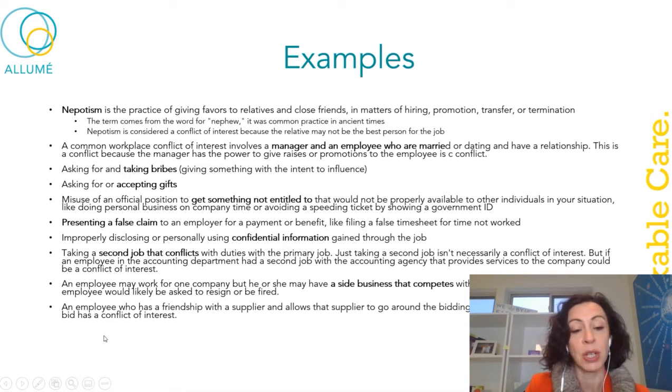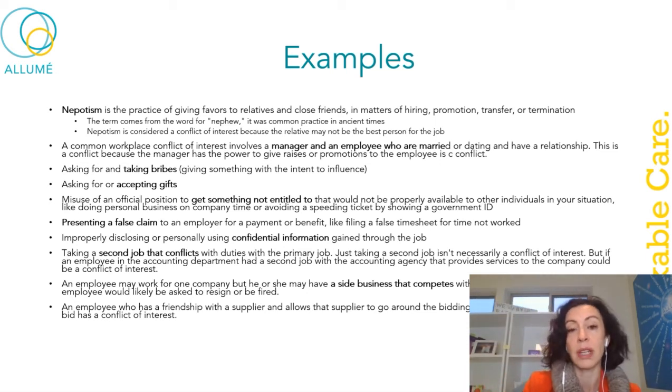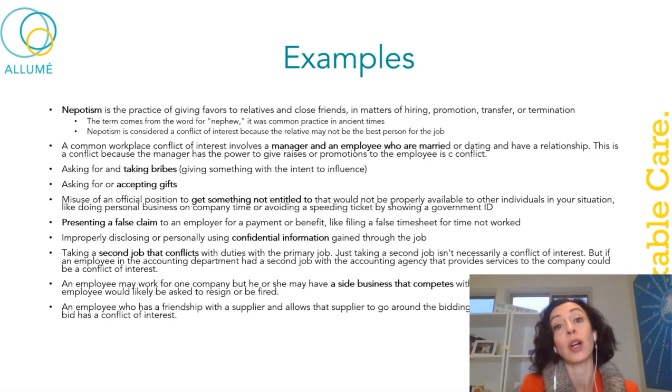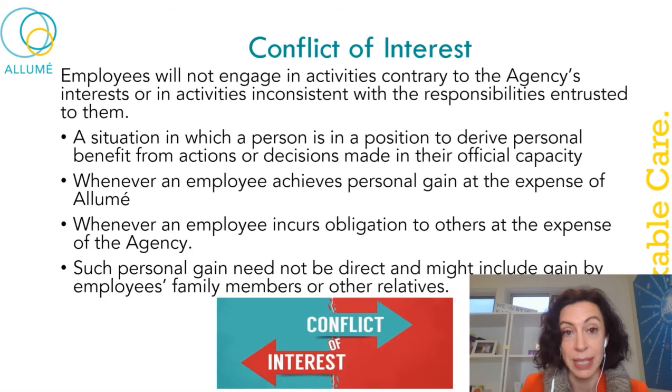An employee who has a friendship with a supplier and allows that supplier to go around the bidding process, or gives that supplier the bid, has a conflict of interest. So these are all examples of what we mean by conflict of interest. We ask you to sign a conflict of interest form at the beginning of your tenure with us. It basically says that you agree not to engage in any activities that are a conflict of interest with Illume without exposing them to us so we can discuss them and determine whether or not it's okay. It doesn't mean you can't, it just means that you need to disclose it.